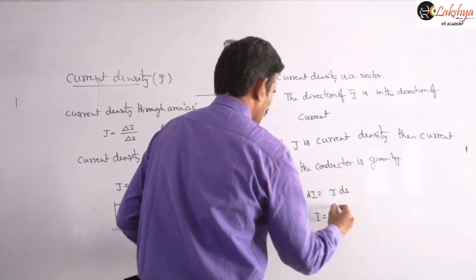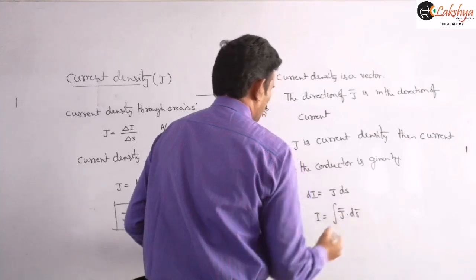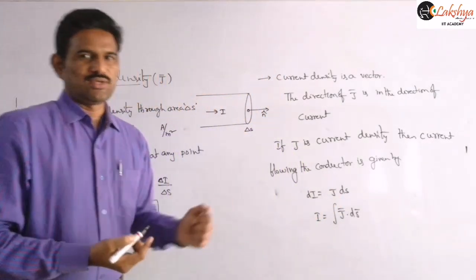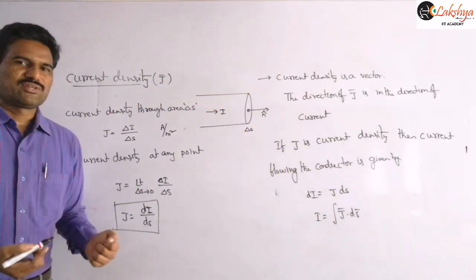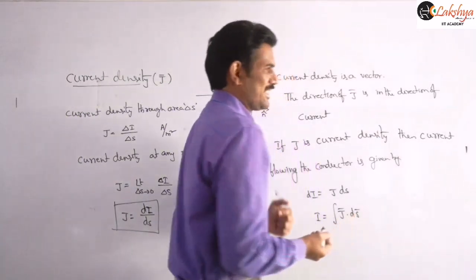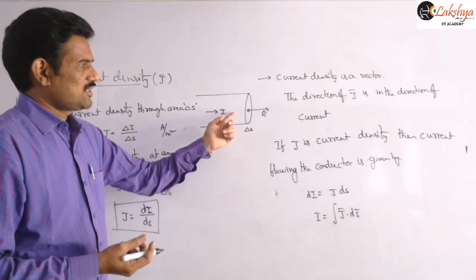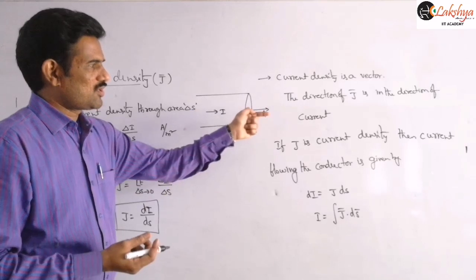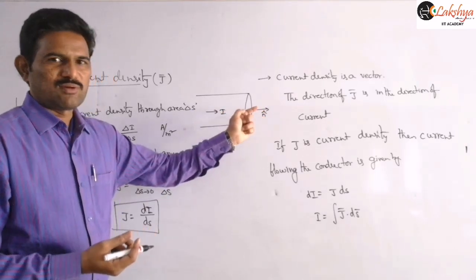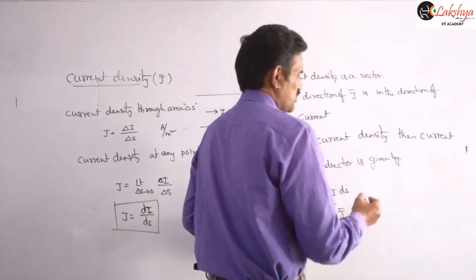Therefore, I is equal to the integral of j into ds, and in vector form we need to write it as j bar dot ds bar. We take j bar dot ds bar because sometimes the area vector may not be in the direction of the current. Here in this example, the direction of the current and the area are both in the same direction, right? But sometimes the situation may be different.